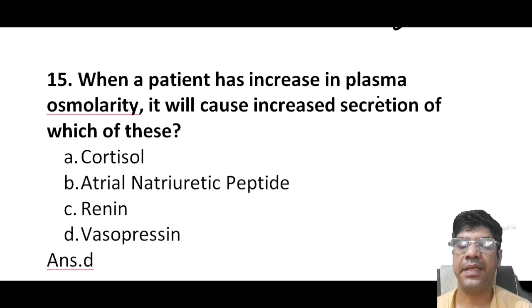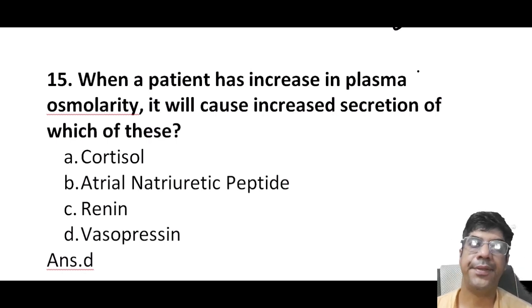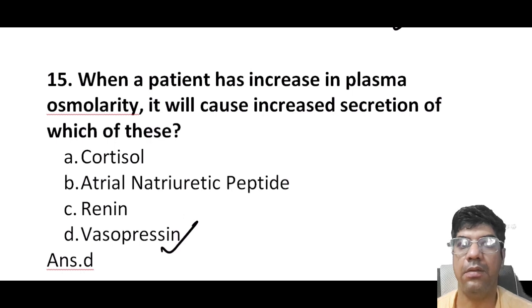When a patient has an increase in plasma osmolarity, it will cause increased secretion of which of these? The answer is D, vasopressin.